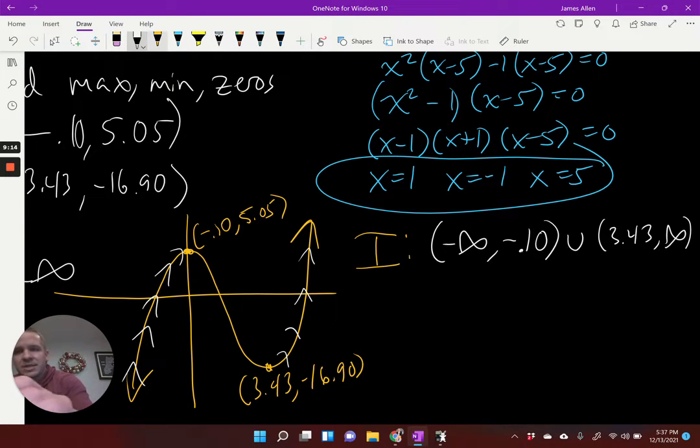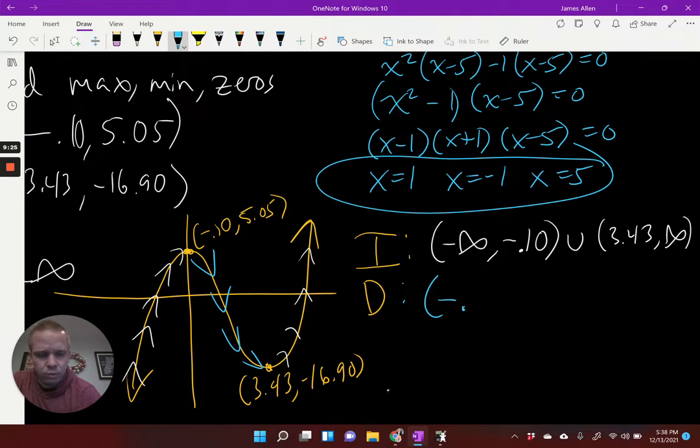Awesome. How about decreasing this time? Decreasing. Well, my decreasing intervals, that's along this stretch right here. So I'm going to go from, let's see here, negative 0.10 to 3.43. Boom. Done. That's awesome. So intervals of increasing and decreasing. We got our max and mins from our calculator.